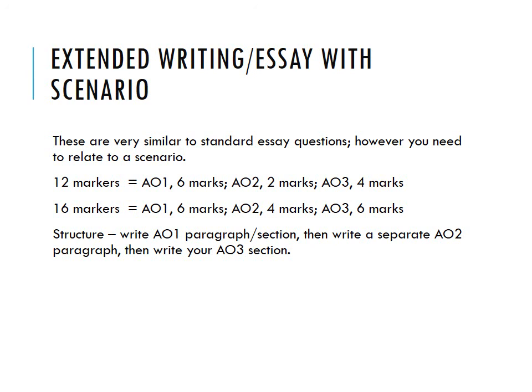Then I would move on to my AO3 section. It's important to look at how the marks are divided. Okay, so AO1 stays exactly the same. AO3 for 12 markers has gone down to 4 marks. Therefore, you don't need to include necessarily 3 point, evidence, explain, link paragraphs. You could do 2 point, evidence, explain, link paragraphs. For 16 markers, I would aim to try and do 3.